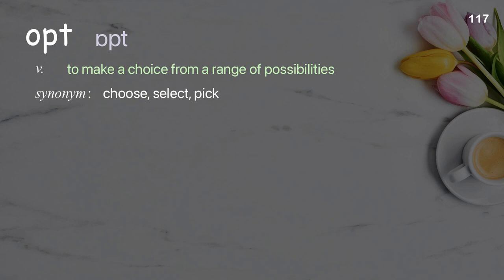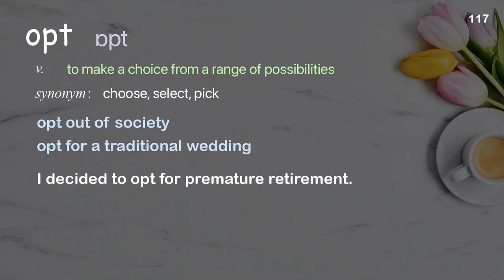Opt. To make a choice from a range of possibilities. Examples: opt out of society, opt for a traditional wedding. I decided to opt for premature retirement.